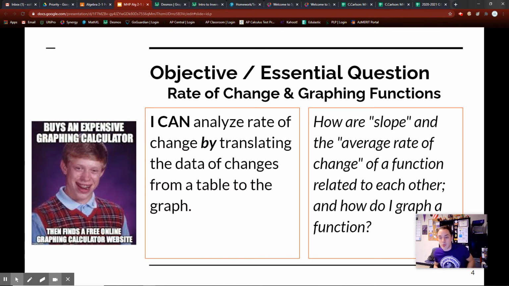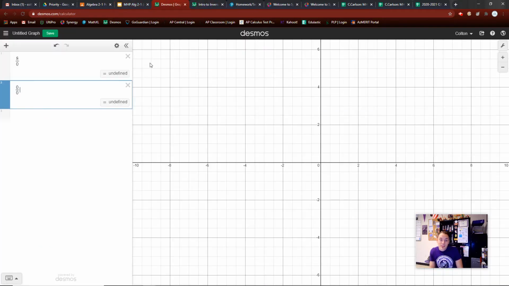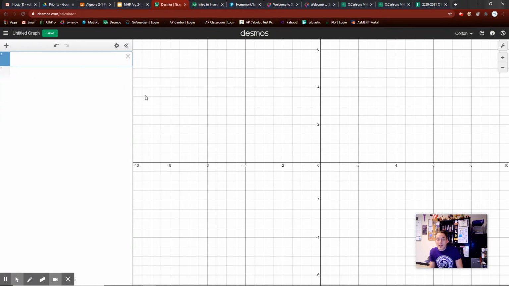Rate of change and graphing functions. Okay. I love this meme. This is so hilarious. He buys an expensive graphing calculator and finds a free online graphing calculator website. Say goodbye to the TI-84s. I don't know why the school continues to buy them, to be honest, because let's be real, we have Desmos, right? So since we have Desmos, we might as well just use Desmos. I don't get it. Now, this is a free online graphing calculator. I obviously use it a lot. I thought that was hilarious.